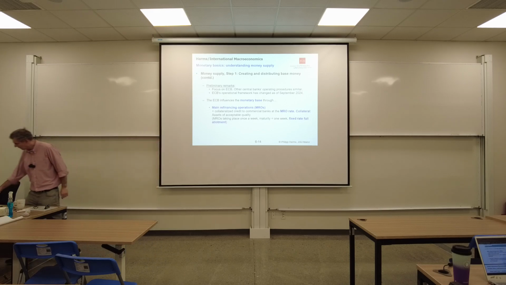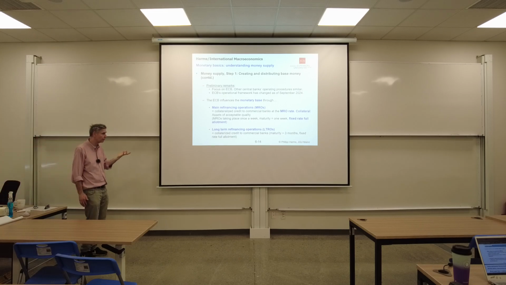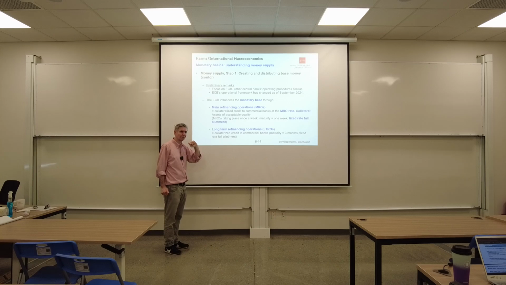Now, apart from that, there are long-term financing operations, which is collateralized credit to commercial banks with a longer maturity, like 3 months. This term fixed rate full allotment is very important in the European context, because it used to be the case that there were auctions. So the ECB was collecting bids from commercial banks and said, look, folks, we have this main refinancing operation coming along. Do you need liquidity, and what do you offer in terms of interest rate?